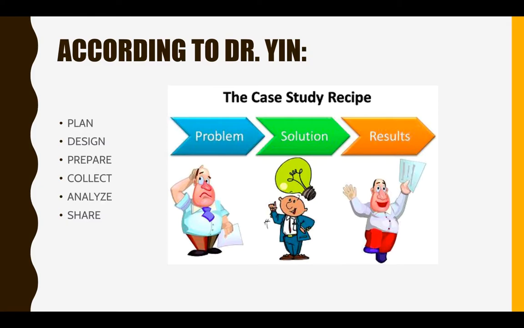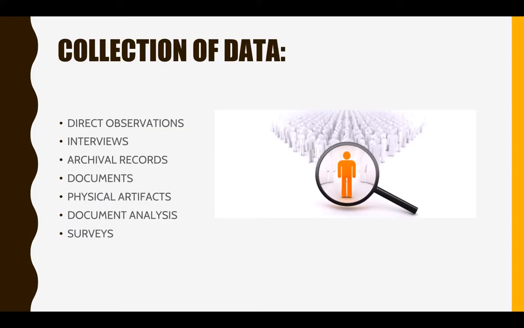So how do you collect the data? There are direct observations, including human actions and physical environment, interviews, which could be open-ended conversations with participants, archival records, perhaps student records, documents, including newspapers, emails, reports, physical artifacts like computer downloads of employees' work, document analysis, and surveys. Remember, there is participant and non-participant observation and participatory or action research.